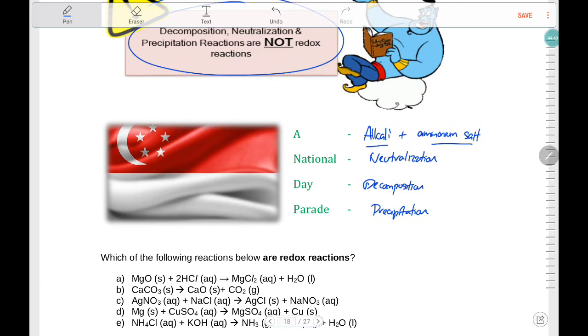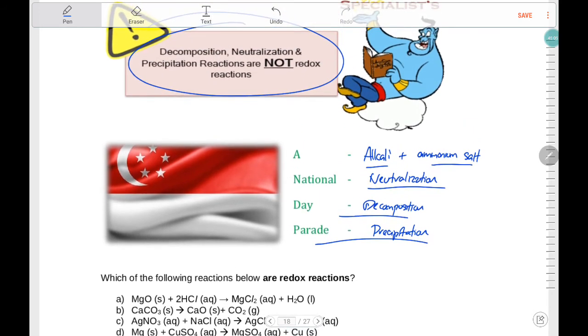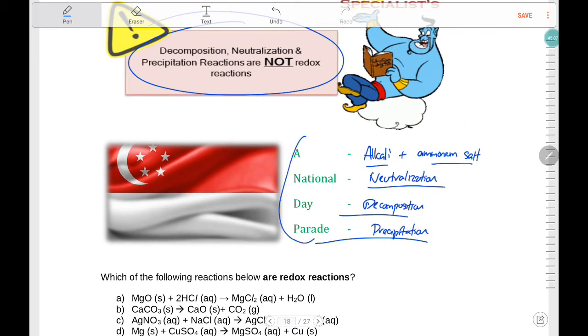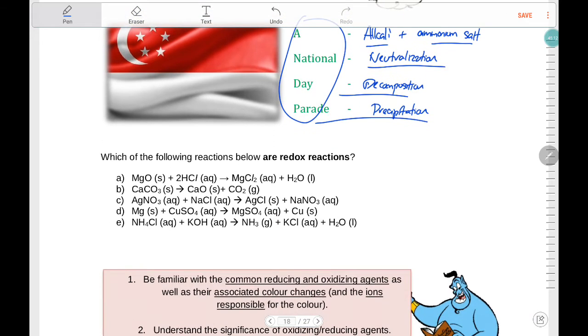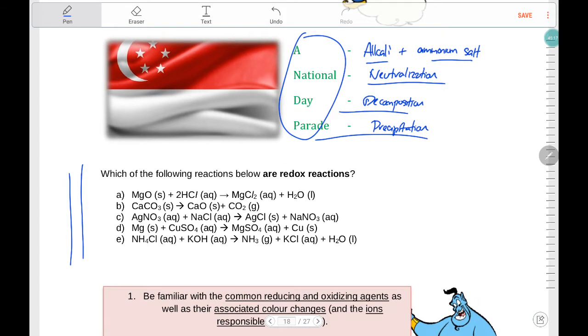Precipitation, we just mentioned, is not a redox reaction. Neutralization is acid-base. Decomposition, if you learned from your topic on metals, is basically the decomposition of metal carbonates into metal oxides and carbon dioxide. So you need to know that these four reactions in National Day Parade are not redox and identify them. Could you spend some time to try this question over here? Pause the video and try this question. Do not spend your time trying to figure out the oxidation state, but try to link them to the National Day Parade.